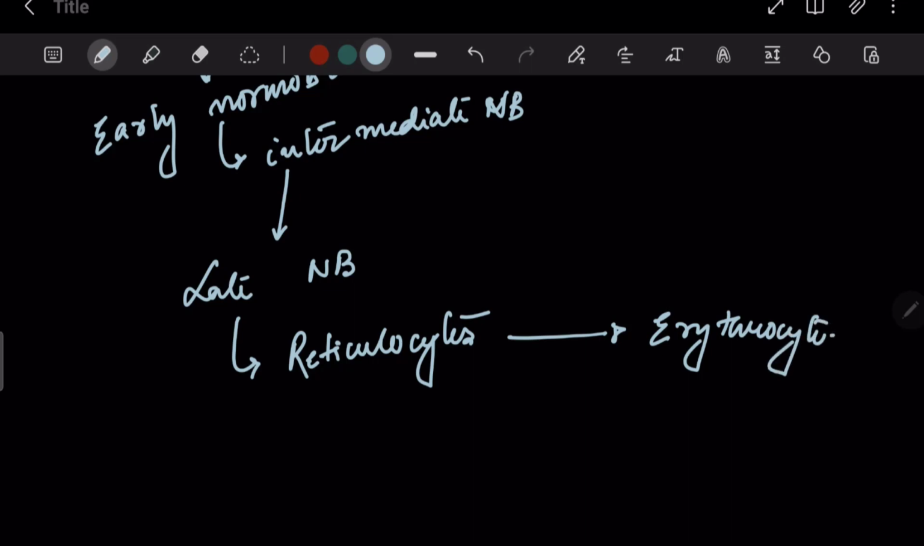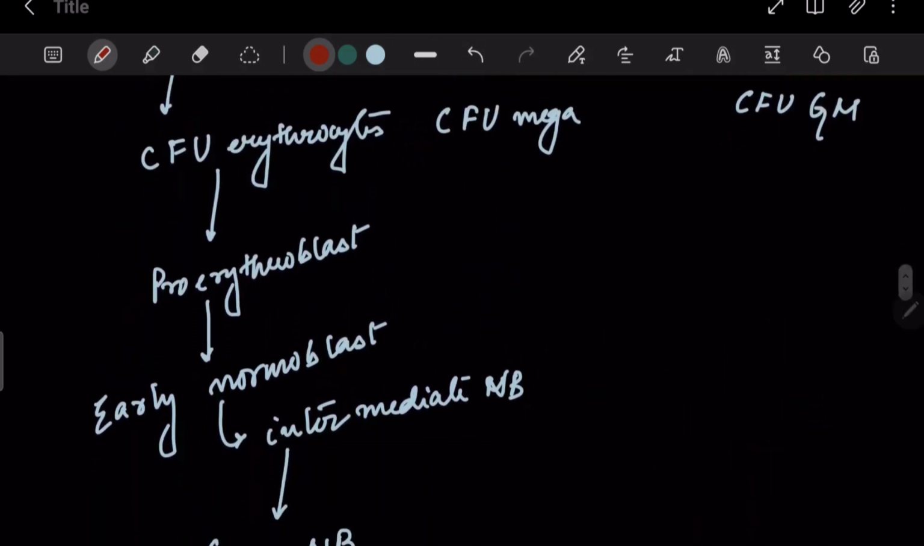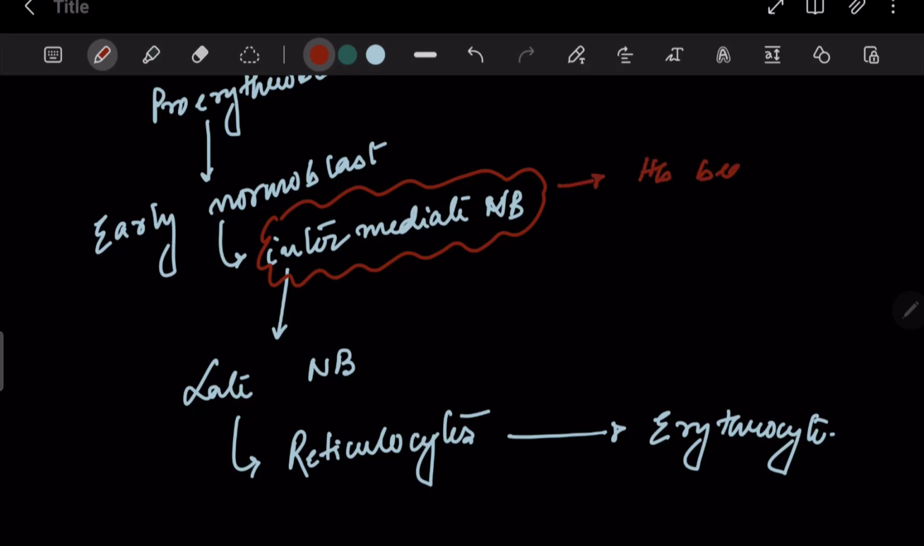Right. Now, some basic, very prime information which can be asked is: at which stage of this erythrocytic development does hemoglobin start to appear in blood? The answer is the intermediate normoblast. In the intermediate normoblast, hemoglobin begins to appear in blood. Now, let us get to know some general characteristics of all these stages.